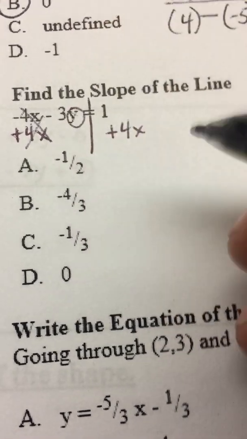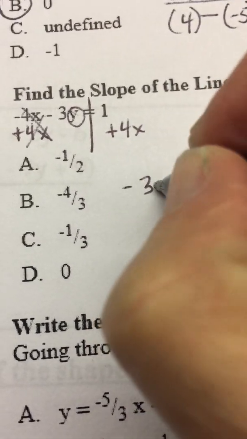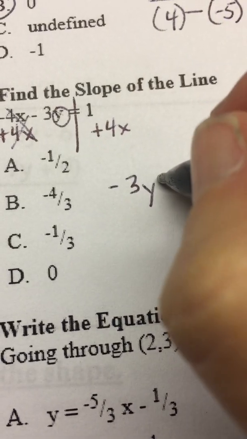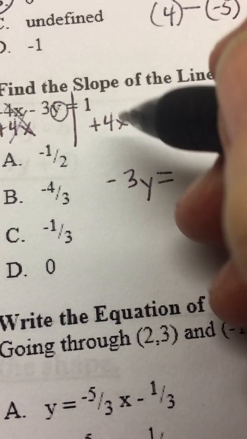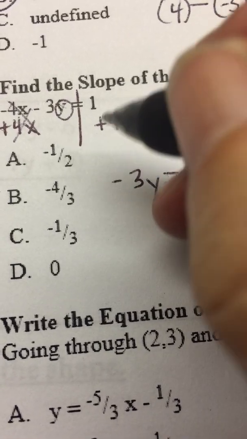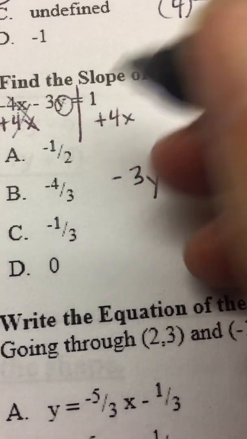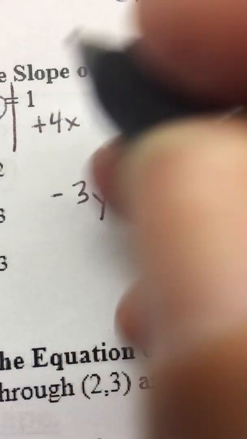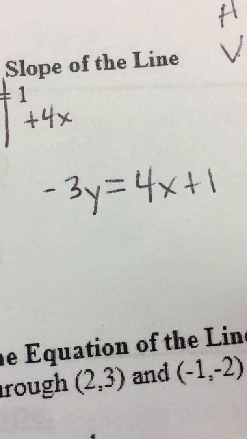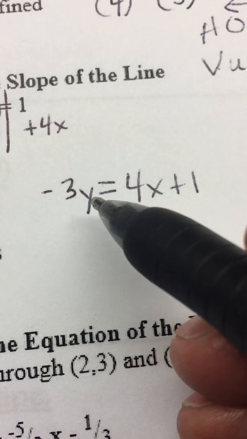The negative 3y is going to come down. I'm going to move this all over. The equal sign comes down. And on this side, these are not like terms, so do not add them together. I'm going to rewrite them with the x term first and the constant at the end. So this is a positive 4x, and that's a positive 1, so plus 1. So far, this is what I have. Y is almost by itself.